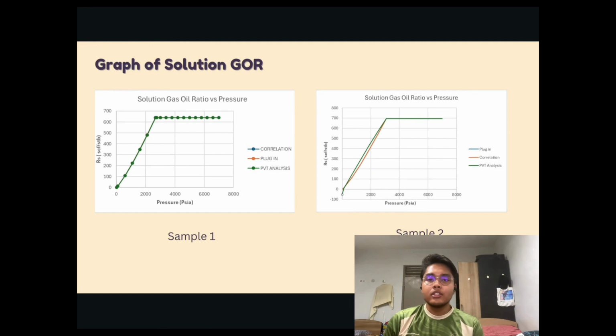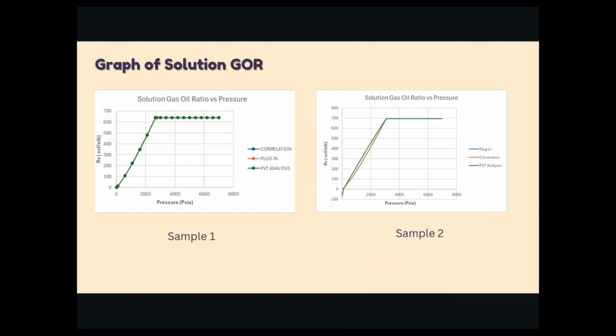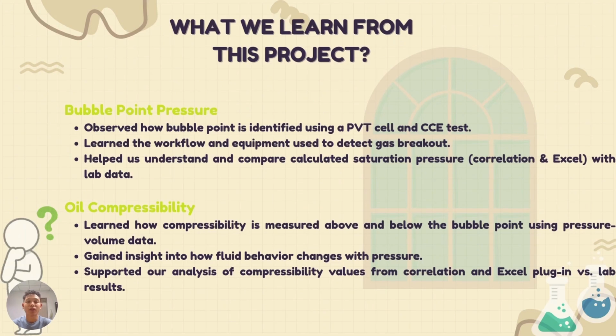So overall, for the graph trend below the bubble point pressure, RS increases with the pressure as more gas is dissolved in oil. And above the bubble point, RS reaches its maximum and stays constant because the oil is fully saturated. Now, I will explain what we learned from this project.